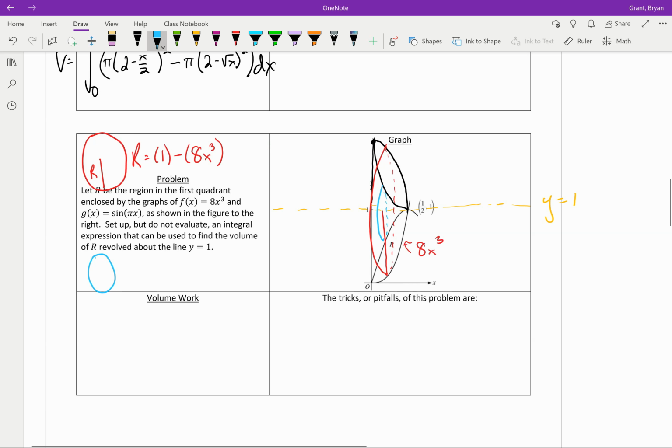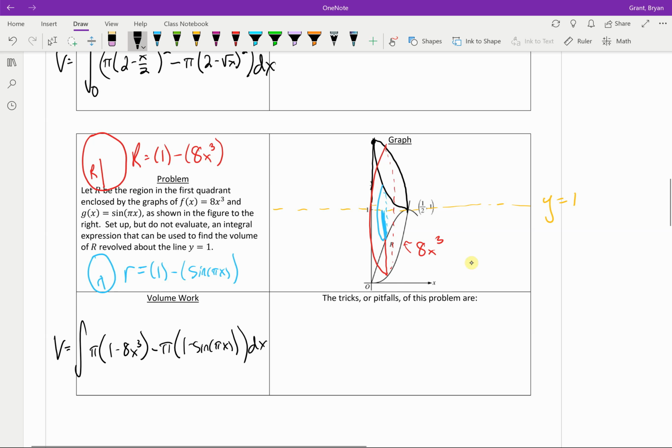Okay? And then, of course, we need our little r. Little r is going to be kind of right in here this time, overlapping, and that's got to be 1 minus sine of pi x. And then we put it all together. So our volume integral is pi times big R squared. Can drop those parentheses once you're sure you've distributed your negative. Minus, and then we need pi times little r squared, dx. Awesome. And we need to sum up from my first x value to my second, 0 to 1/2.